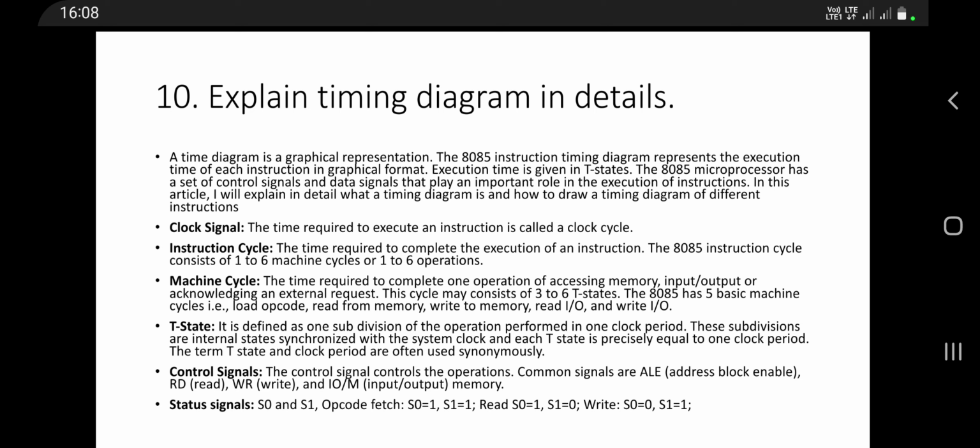And next is the instruction cycle, the time required to complete the execution of an instruction. It will take a number of machine cycles to complete the instruction cycle.